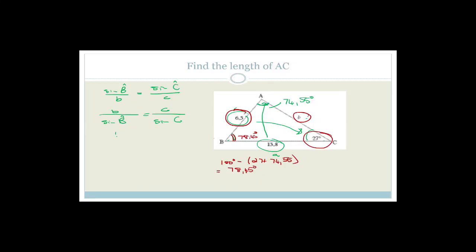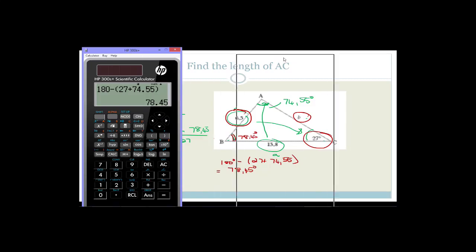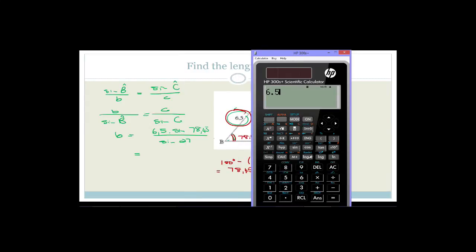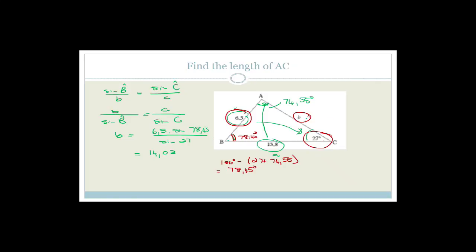Okay, do you agree? So therefore B is going to be the length of side C, which is 6.5, multiplied by the sine of this angle, sine of 78.45, all over sine C, which is sine 27 degrees. So then let's get out our calculator. We got 6.5 multiplied by sine of 78.45, close bracket equals, divided by sine of 27, close bracket equals, and that becomes 14.03. So therefore B is 14.03 units long. And if they tell you it's centimeters or meters, then obviously you need to write in centimeters or meters. Okay, good. Let's do another question.